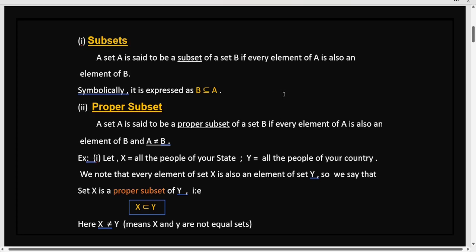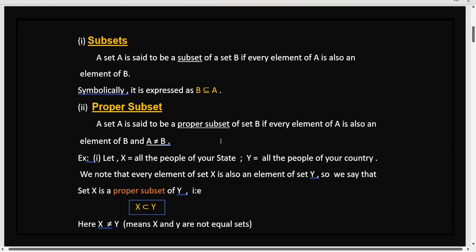Subsets. What are subsets? A set A is said to be a subset of set B if every element of A is also an element of B. And we write this symbolically as A is a subset of B.